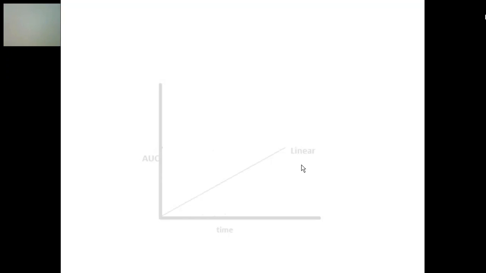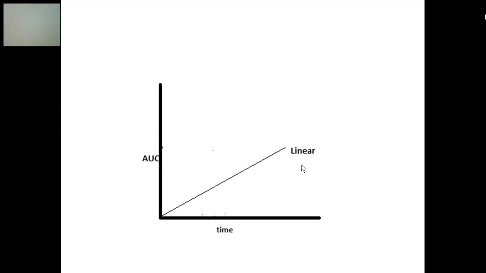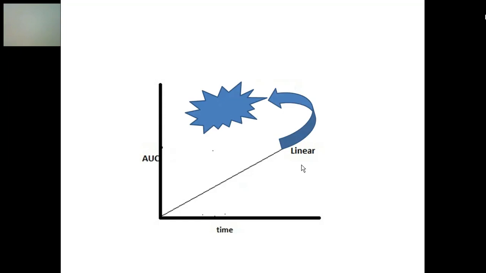When you go for AUC and the time, you can see a linear correlation between the area under the curve and the time. But if it achieves zero order kinetics, that is, in a mixed order kinetic process, there is a shift from the linearity, which mainly occurs when you are resulting in the non-linear process.